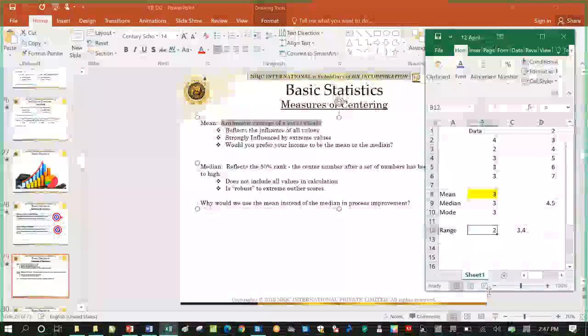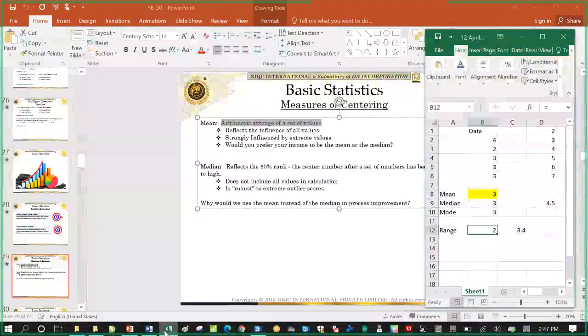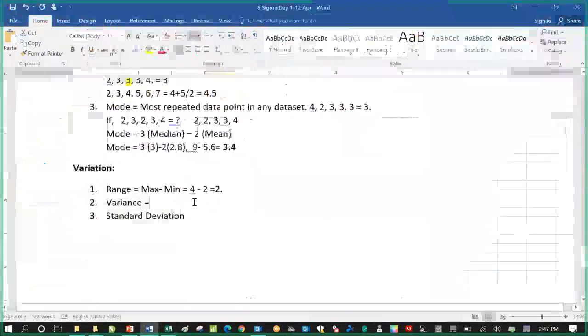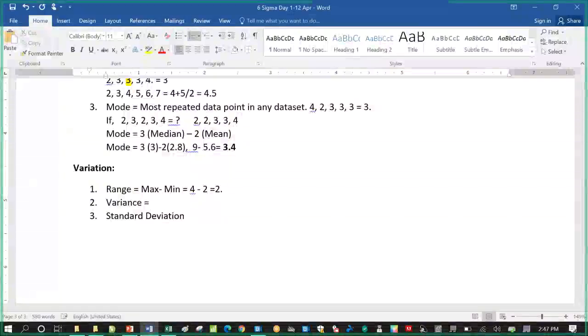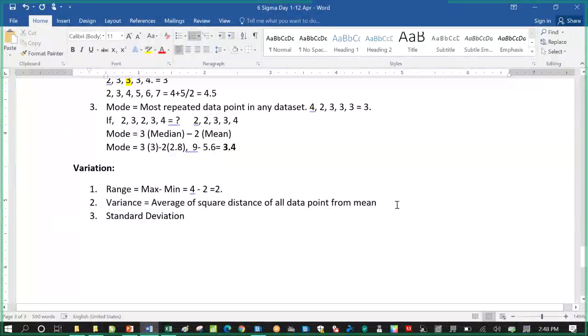Okay, then sure, we'll come back. Variance. So what is the variance? Average of square distance of all data points from mean. Average of square distance of all data points from mean is variance. Very important.